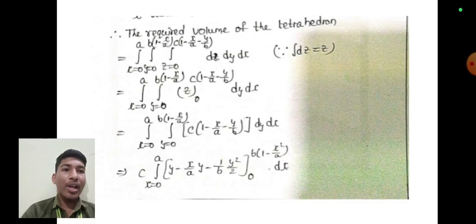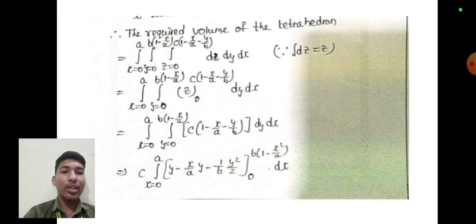Next, the required volume of the tetrahedron is the integral of x from 0 to a, integral of y from 0 to b into 1 minus x by a, integral of z from 0 to c into 1 minus x by a minus y by b, dz dy dx. Here the integral of dz is z, so we get z from 0 to c into 1 minus x by a minus y by b, into dy dx.